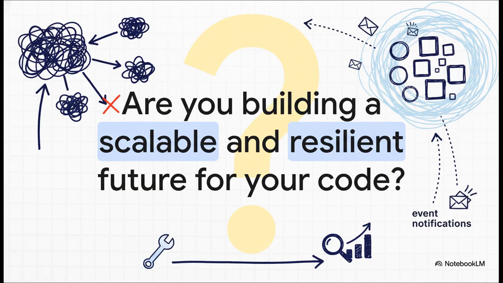So, I'll leave you with this. The next time you're looking at a tangled piece of code, ask yourself this question. By decoupling your functions, could you be building a more scalable and resilient future for your code? Because when you break those direct dependencies and swap them for these event notifications, you're not just tidying up your code base, you're really investing in a system that's going to be easier to maintain, easier to scale, and way easier to build on for years to come.